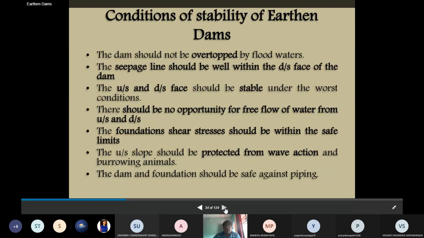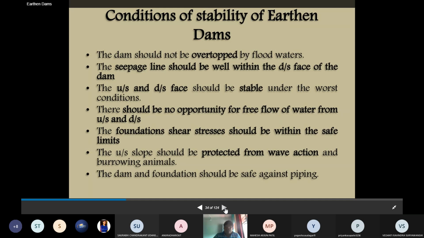Now, the conditions for the stability of the earthen dam. The major aspect you have to observe is the failures in the earthen dam. The failures are categorized under three categories: structural failure, hydraulic failure, and seepage failure. The major part of the failure in an earthen dam occurs because of seepage.